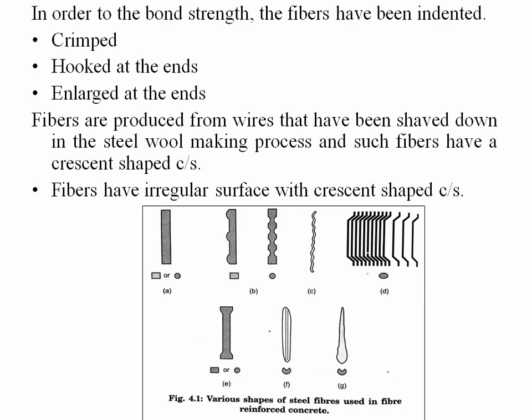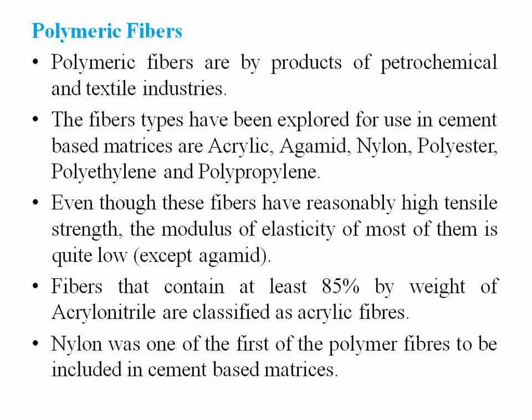The crescent shaped fibers have an irregular surface which increases the bond strength in the concrete, or in the matrix material. So this is about metallic fiber, and next we'll go through the polymeric fibers.